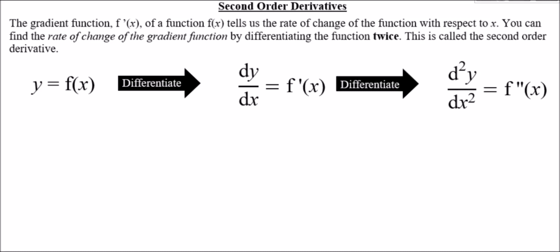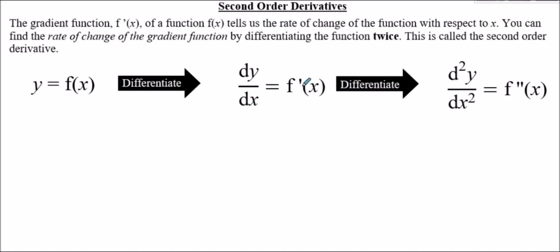So you've seen now that functions can be differentiated. So you can start with a function, which is y equals f of x. You can differentiate it once. That tells you the gradient function. So if you differentiate it once, it tells you the rate of change of a function. The rate of change of a function is the gradient. And if you differentiate again, that tells you the rate of change of the rate of change.